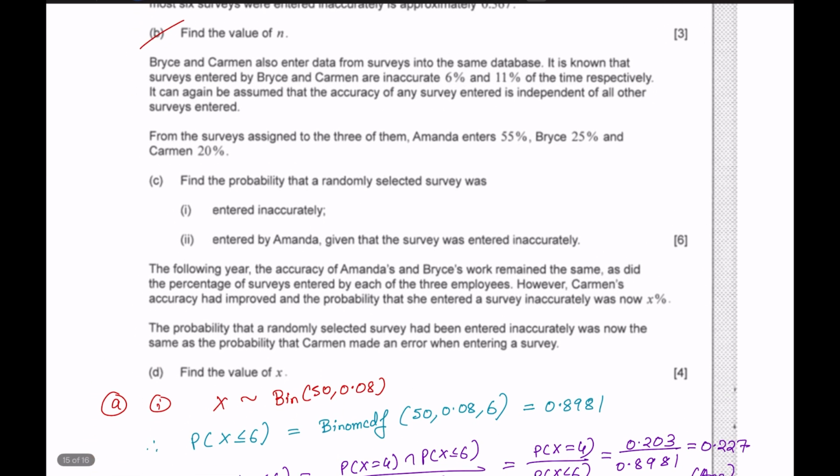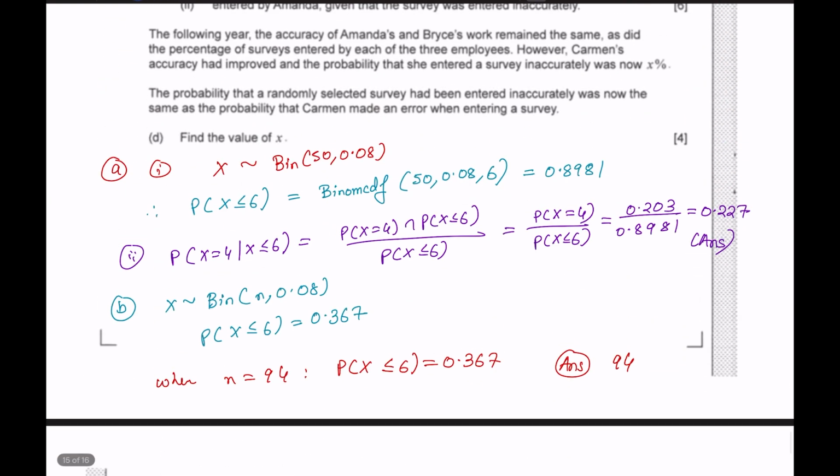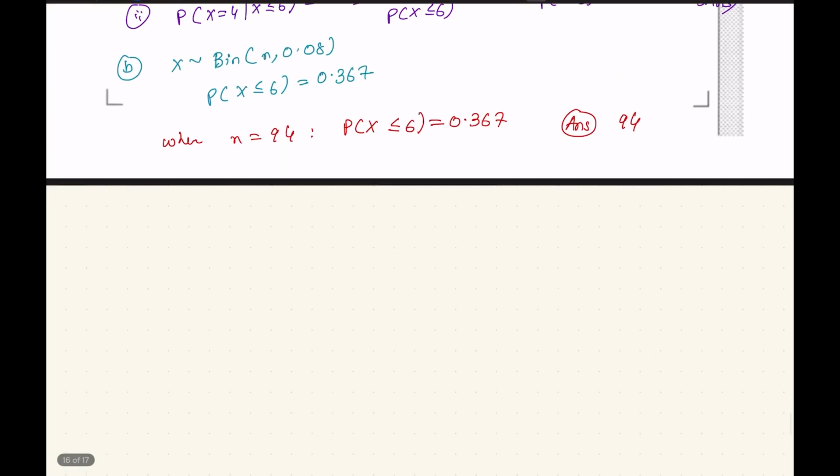So part C, you have two more people, Bryce and Carmen. They also enter data from surveys into the same database. It is known that Bryce and Carmen are inaccurate 6% and 11% of the time, and again, it's constant, it's not changing. From the surveys assigned to the three of them, Amanda enters 55%, Bryce 25%, and Carmen 20%. Find the probability that a randomly selected survey is entered inaccurately. Now, solve this.